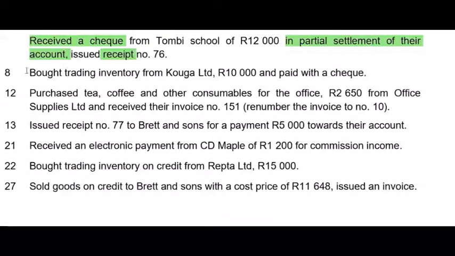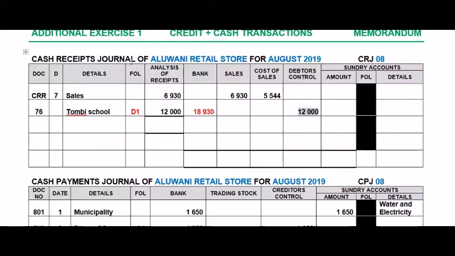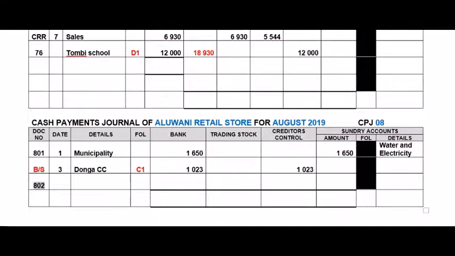On the 8th, we bought trading inventory from Cougar Limited and paid with a check. The fact that we paid tells you this is a CPJ transaction, and Cougar Limited is not necessarily a creditor or anything. We're just buying trading inventory. So in the CPJ, you will say check number 802 because the previous check was 801. The date is the 8th. The company we are buying from is Cougar Limited, who is not a creditor, so we skip this column. The value of our purchase is 10,000 Rand, and we bought trading inventory.